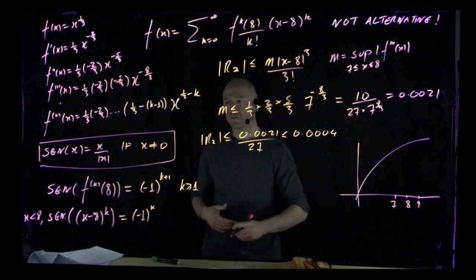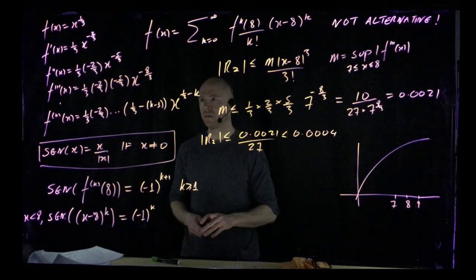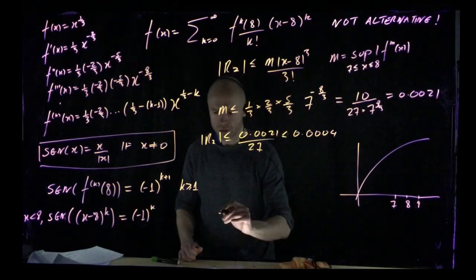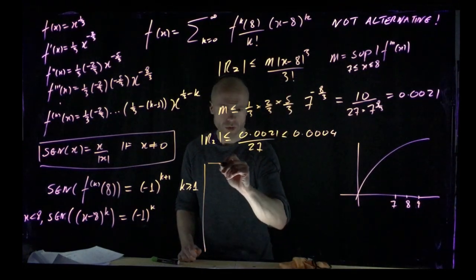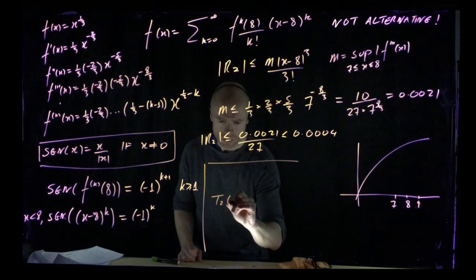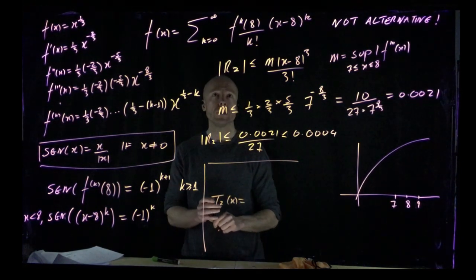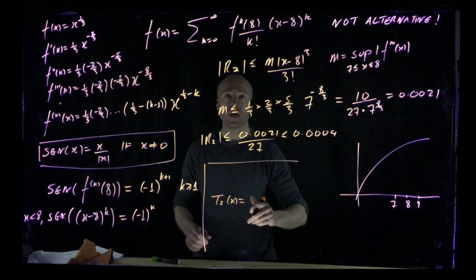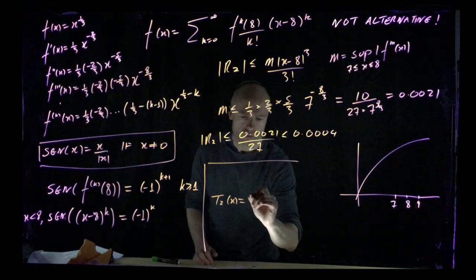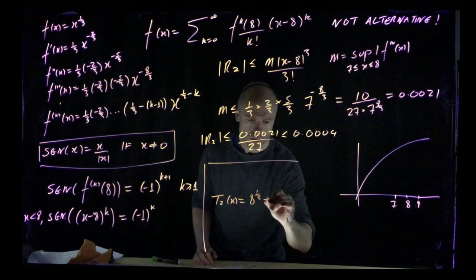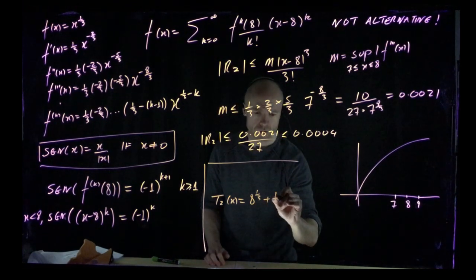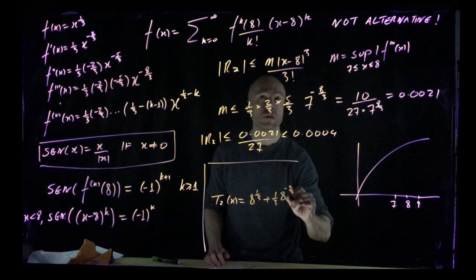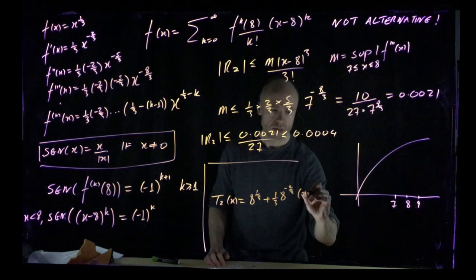Maybe I didn't actually write down the T2, perhaps I forgot to write it down. Yeah, let's write down T2. So T2, the thing which we are actually approximating this by, so T2 of x is just this expression up to order 2. So we have a constant term, 8 to the 1 over 3, and then we're going to have 1 over 3, 8 to the minus 2 over 3, and then x minus 8.